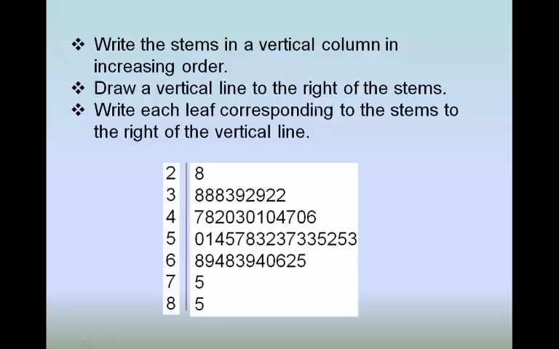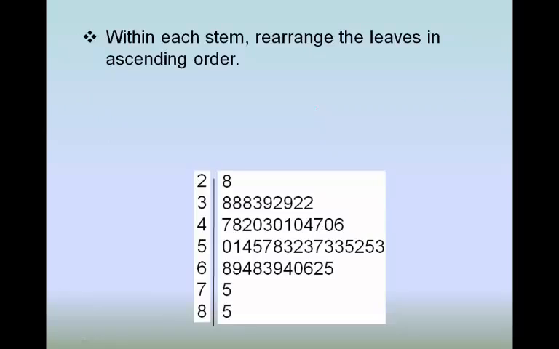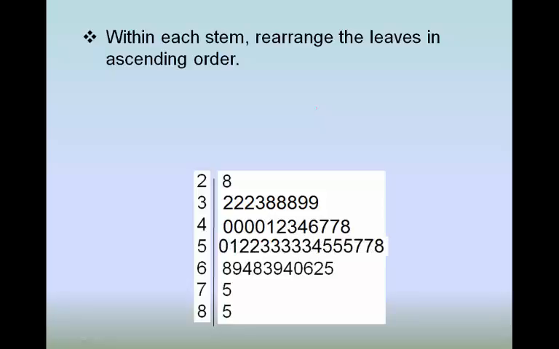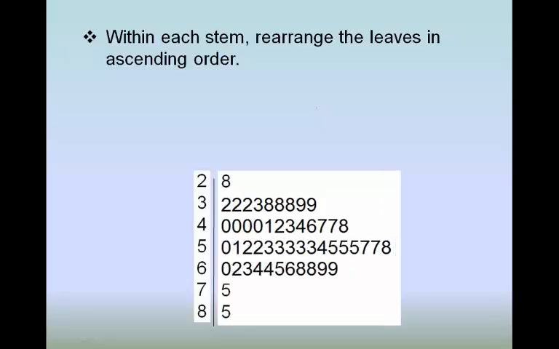Because there's so much data, I just wrote them down as I came to them, and then I need to sort them. So within each stem, I need to rearrange the leaves in ascending order. You can see where I put the 3 stem with its leaves in order, and then the 4, and the 5, and the 6, and then of course the 7 and 8 only had one data point each.